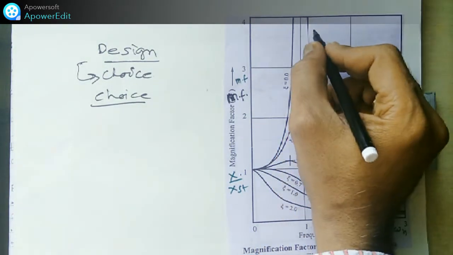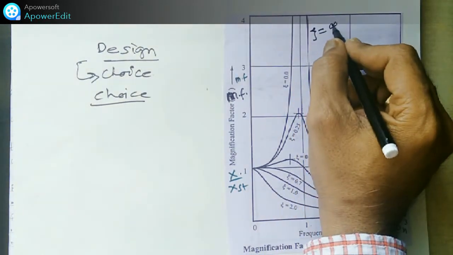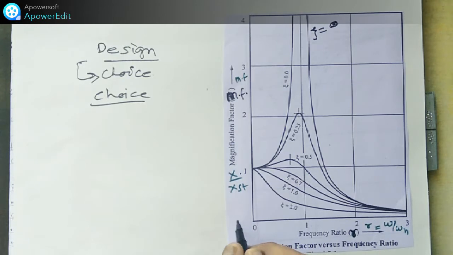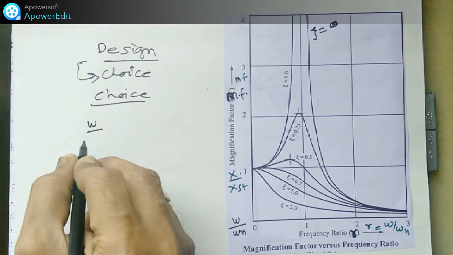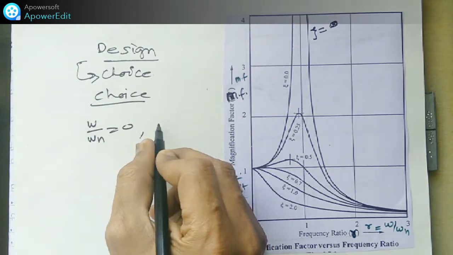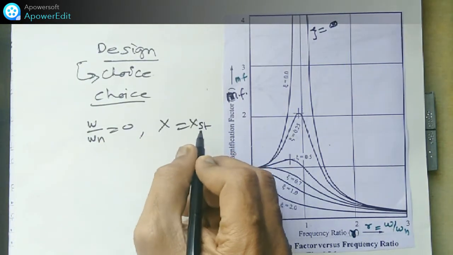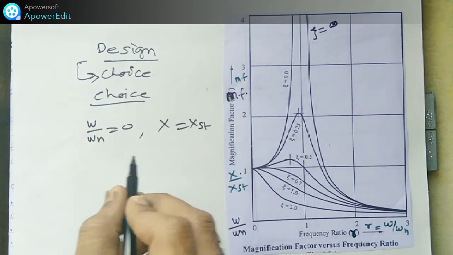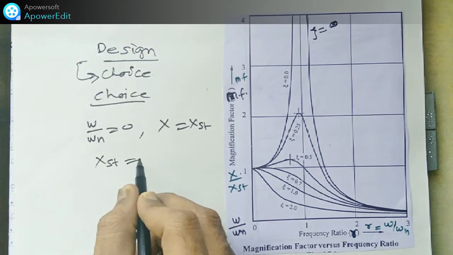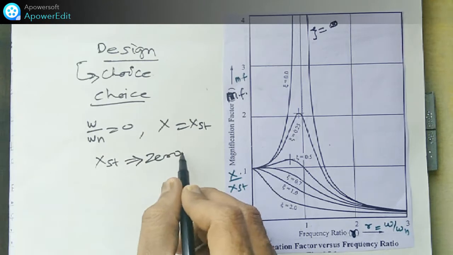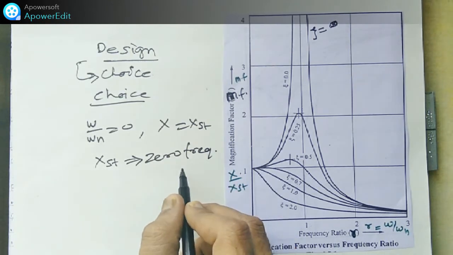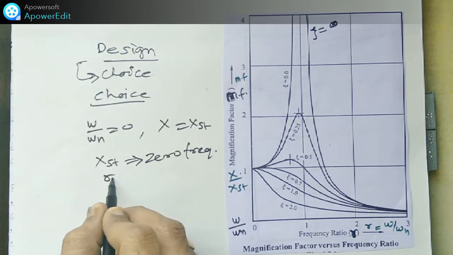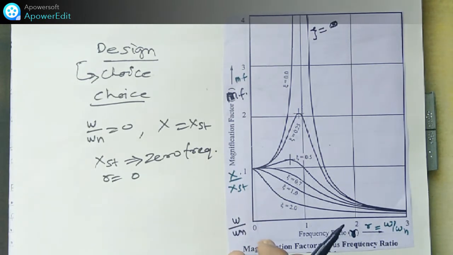Here zeta is equal to 0, and omega by omega n is 0. In this case x is nothing but x_st. When omega by omega n is equal to 0, x is equal to x_st, which means the definition of the zero frequency deflection. When r is equal to 0, we have a force F0.